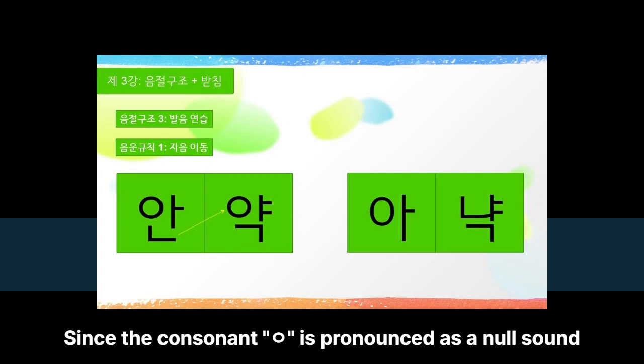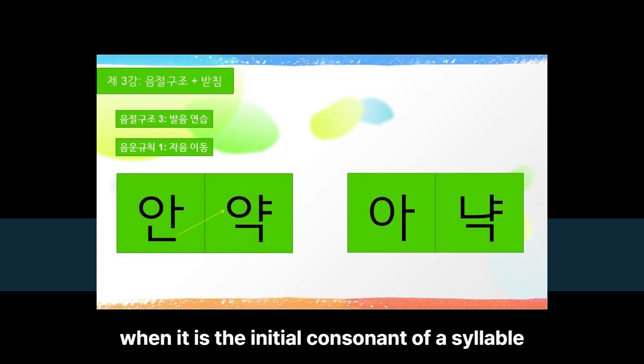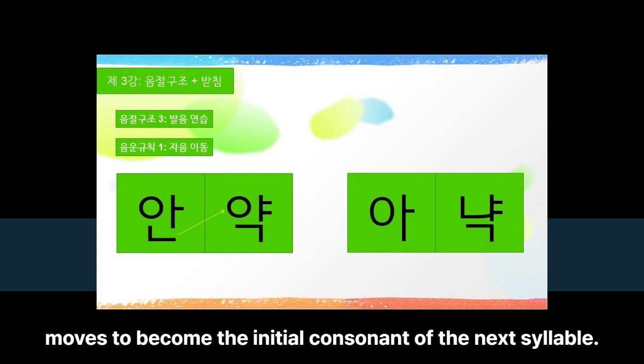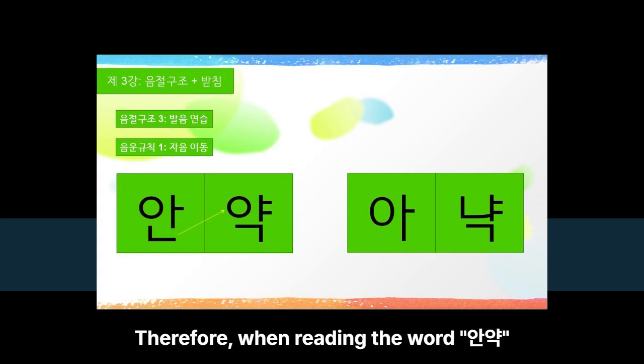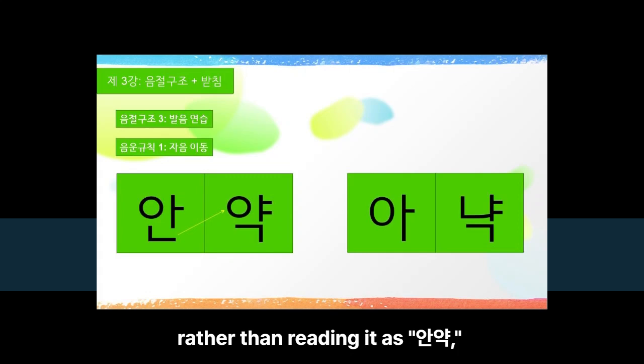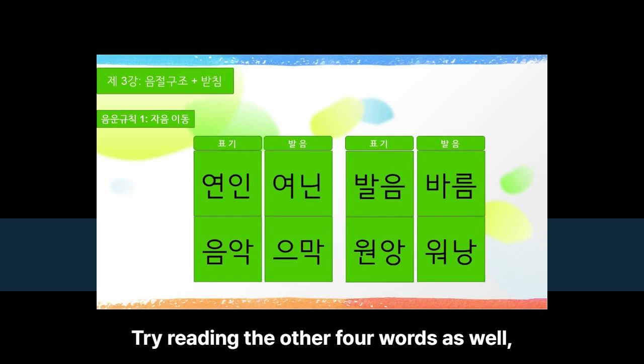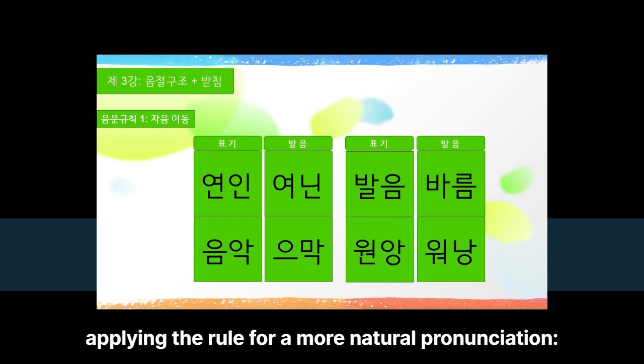Since the consonant, young, is pronounced as a null sound when it is the initial consonant of a syllable, the final consonant, neun, of the preceding syllable moves to become the initial consonant of the next syllable. Therefore, when reading the word, onyak, rather than reading it as, onyak, it should be read more naturally as, onyak. Try reading the other 4 words as well, applying the rule for a more natural pronunciation.